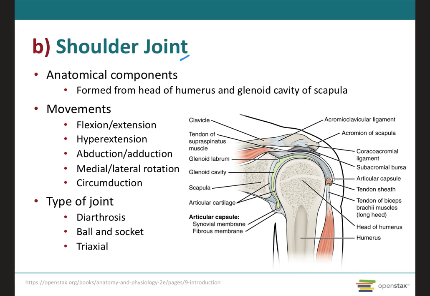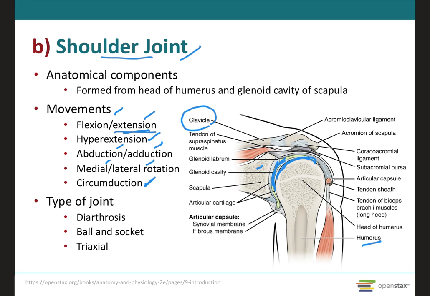Next, we have what we call the shoulder joint, which is going to be formed by the humerus and the scapula. Therefore, the clavicle is not going to be part of the shoulder joint itself. With regards to the humerus, it will be the head of the humerus, and the scapula will be the glenoid fossa or glenoid cavity. The shoulder joint will allow several movements, as we can see over here. It will allow flexion and extension, hyperextension when you pull it even more posteriorly from the extension position, abduction and adduction, medial and lateral rotation, in addition to circumduction.